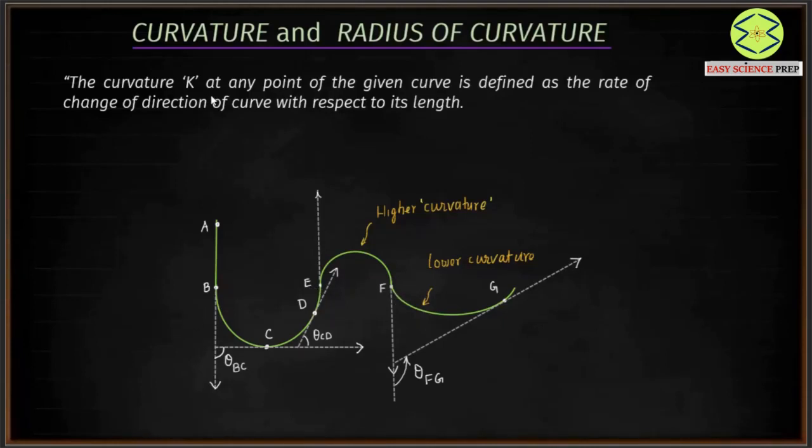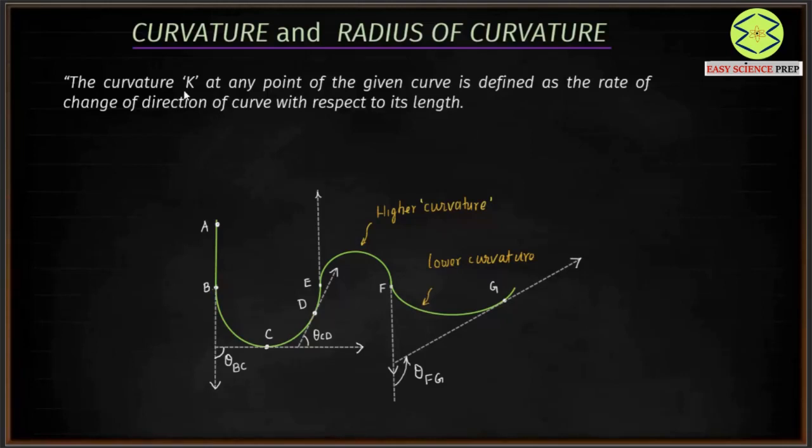So the curvature K at any point of the curve is defined as the rate of change of direction of the curve with respect to its length. For example, as we move along the curve, how much change of direction is taking place at a particular point? That change of the direction with respect to the length of the curve at a given point is called the curvature of the curve.